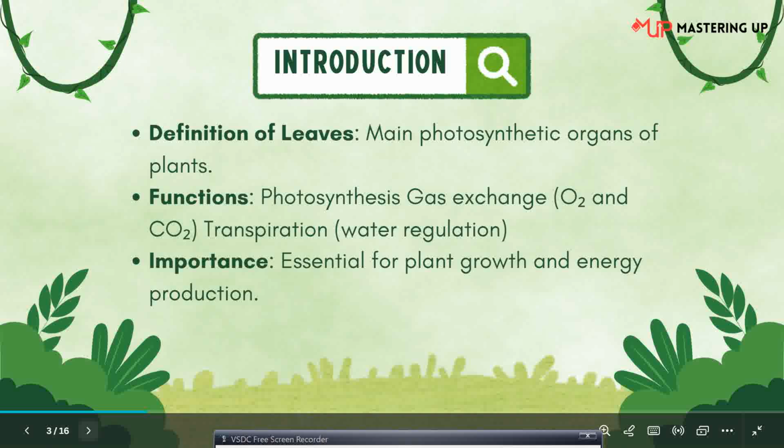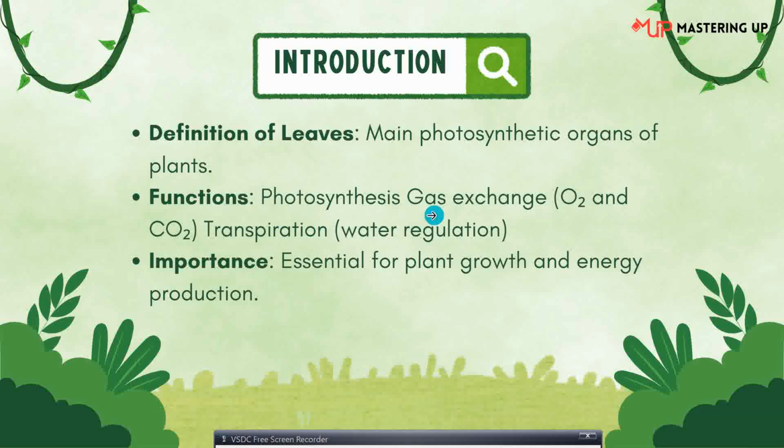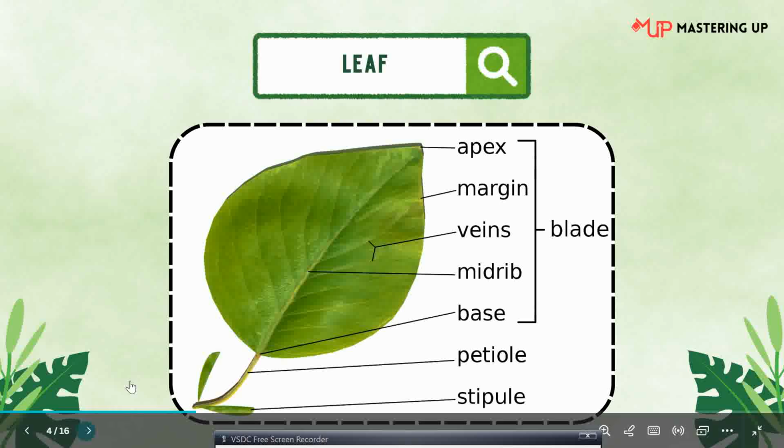So mainly three functions are there: photosynthesis, gas exchange, oxygen and carbon dioxide, and transpiration, that is water regulation. Then the importance of the leaf is that it is essential for plant growth and energy production. Okay, now coming to the next.